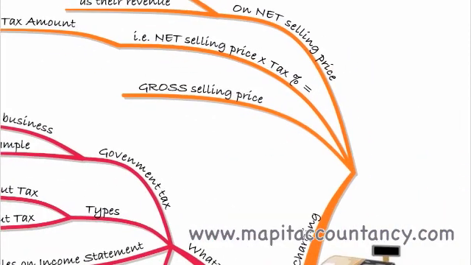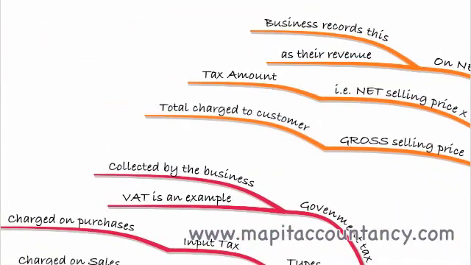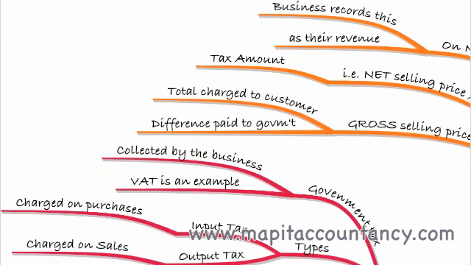If you see reference to the gross selling price, well, that is the total amount. That's the net amount plus the tax. So the net amount plus the tax equals the gross selling price. And that's the total that is charged to the customer. So the difference between the gross selling price and the net selling price is paid to the government.